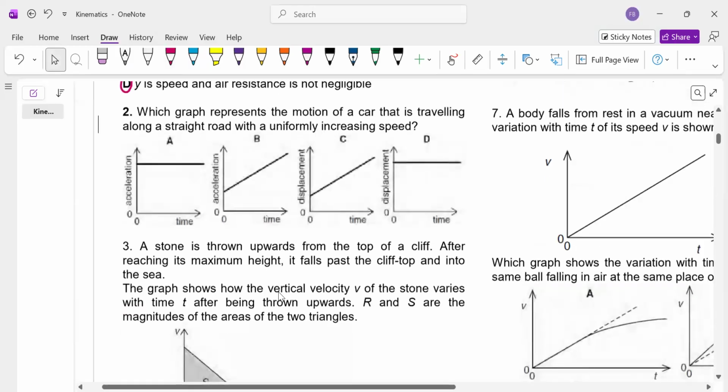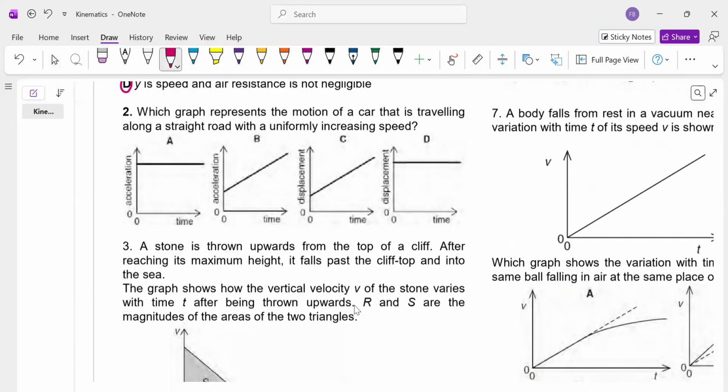Okay, question number two. Which graph represents the motion of a car that is traveling along a straight road with a uniformly increasing speed? They are saying the speed is increasing uniformly.